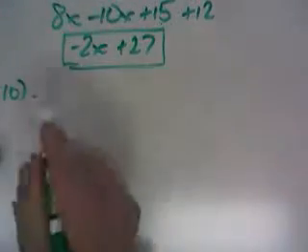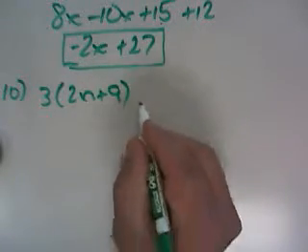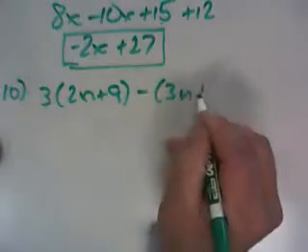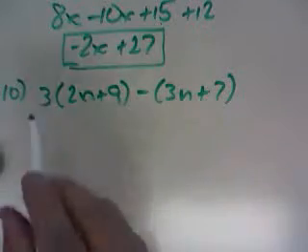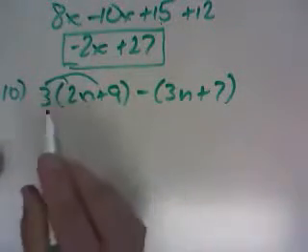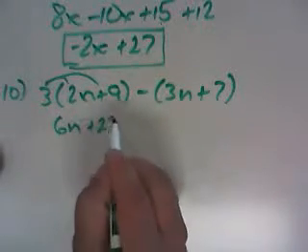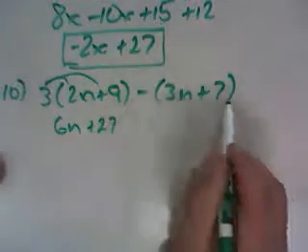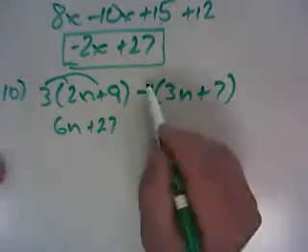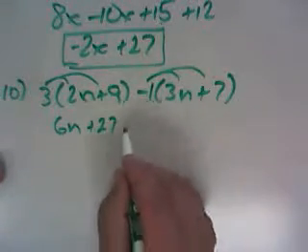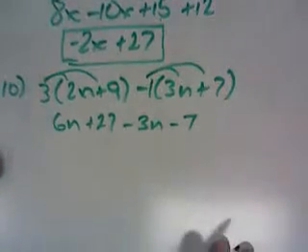Take a look at number 10. 3, and then in parentheses, 2n plus 9 minus, in parentheses, 3n plus 7. Just like in number 9, we want to get rid of the parentheses first. So I'm going to distribute the 3. 3 times 2n is 6n, and 3 times 9 is 27. Then we talked about if there's like minus a set of parentheses, we can stick a 1 here and distribute the negative 1. Negative 1 times 3n is negative 3n. And negative 1 times 7 is negative 7.